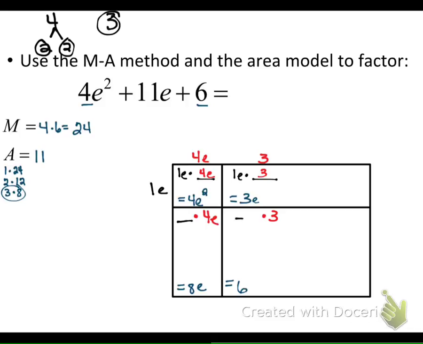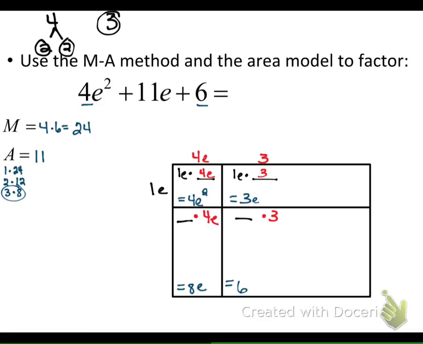So this last part of my area model, I'm now needing to find the height. Yeah, and we know it's going to be the height because it's height times width. Well, I'm missing that height number. So what can I multiply by 4E to get 8E?